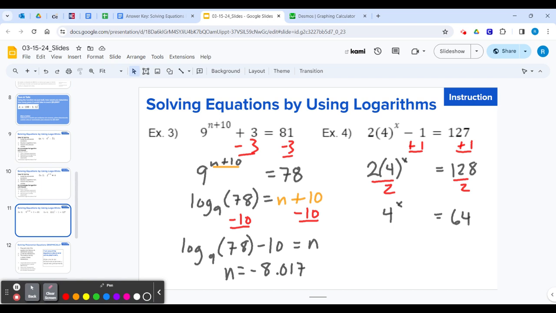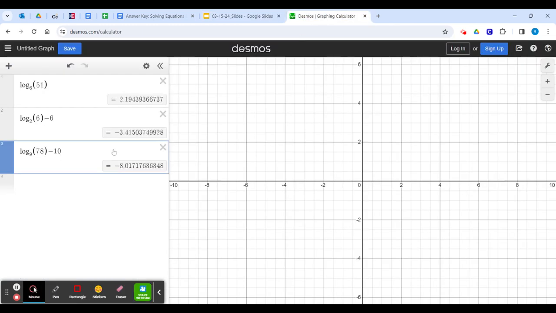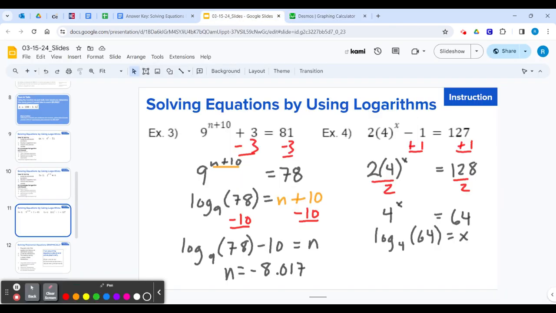And actually, this might be one you just know right off the bat, but I'm going to rewrite it in log form anyway. Log base 4 of 64 equals x. If I evaluate that one, it should give us 3, because that is one that we can do in our head. And yeah, bingo, it does give us 3 as our answer. So in this case, x equals 3.